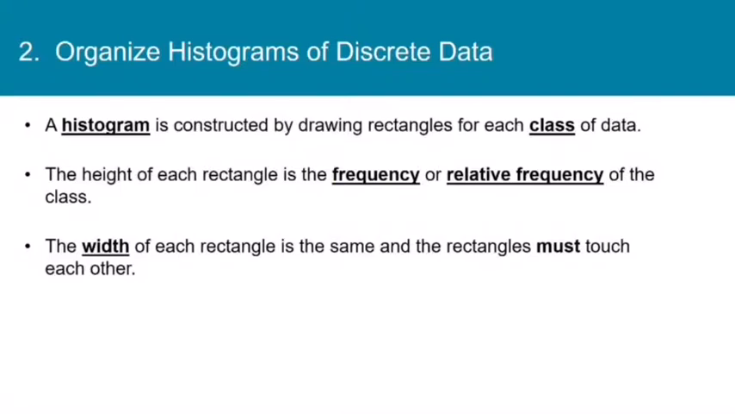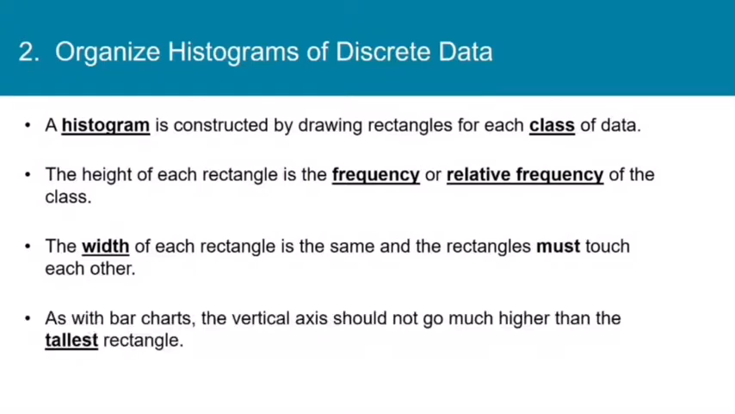But the biggest defining difference between a bar graph and a histogram is that a bar graph has categories along the horizontal axis, whereas the histogram will have numbers on the horizontal axis. And that's the defining difference between a histogram and a bar graph. Now, just like with bar graphs, the vertical axis doesn't need to go much higher than the tallest rectangle.